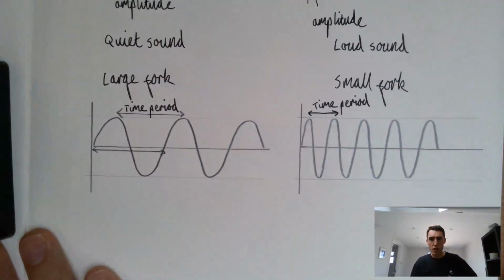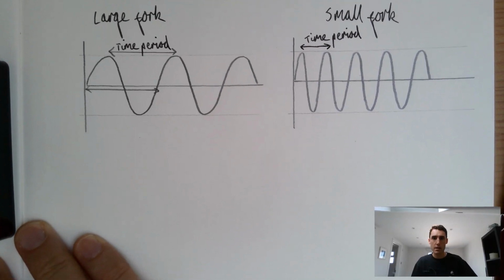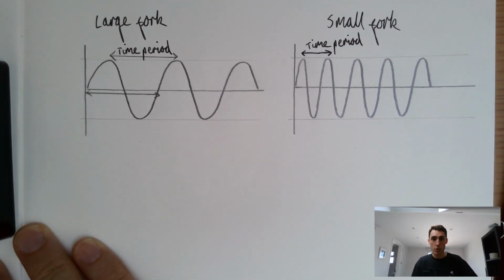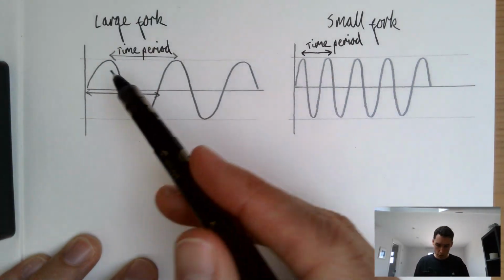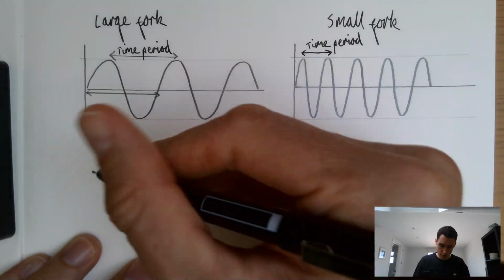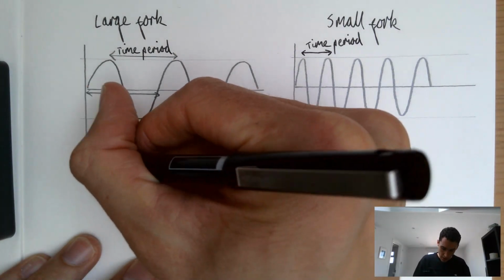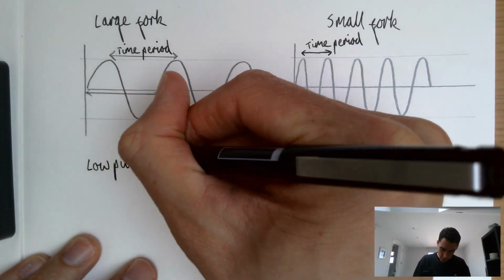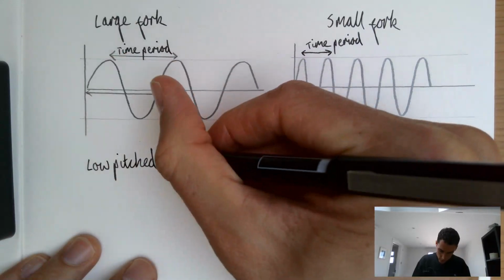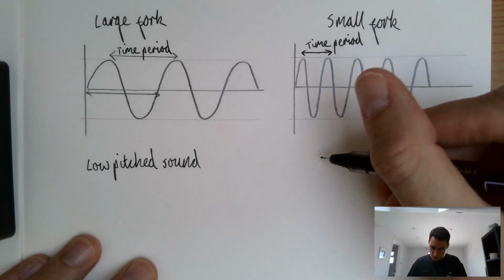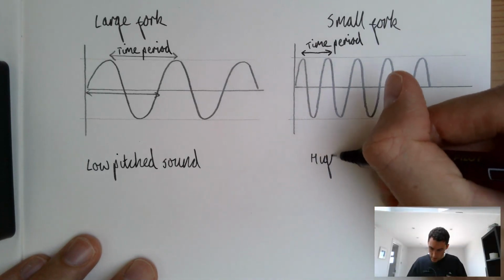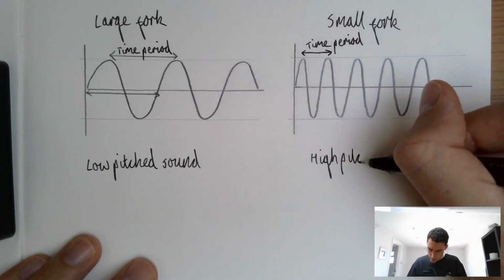So what we're doing is trying to map that kind of concrete picture that we gave last time onto this more abstract picture. And effectively, what we therefore want students to be able to do is associate the large fork, which has the long time period, with a low-pitched sound. And the small fork, which has a small time period, with a high-pitched sound.